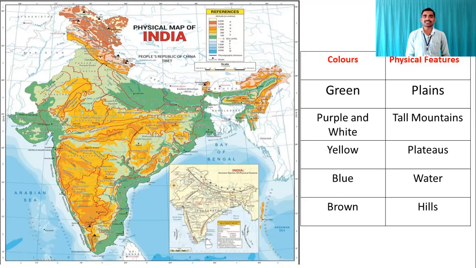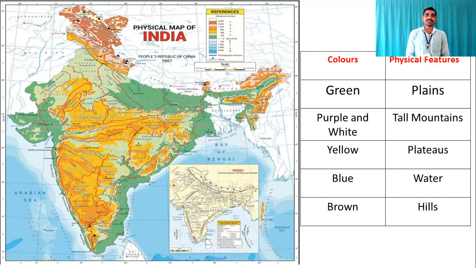So this is the color scheme in the physical map, where you can do it on your own. You can read the map on your own based on the colors. You can just observe the colors and you can say that this particular place has mountains, this particular place has a plain area, this particular place has some rivers or lakes.